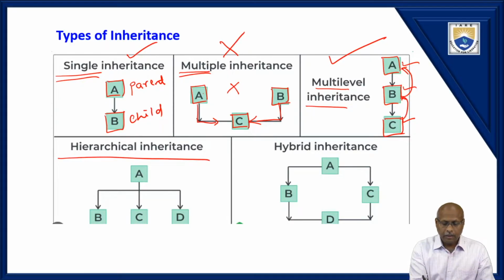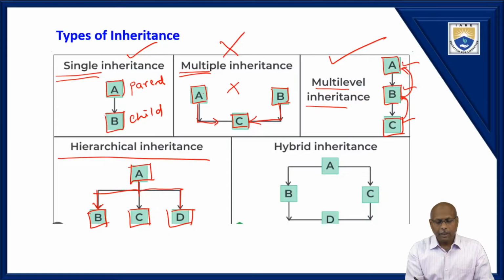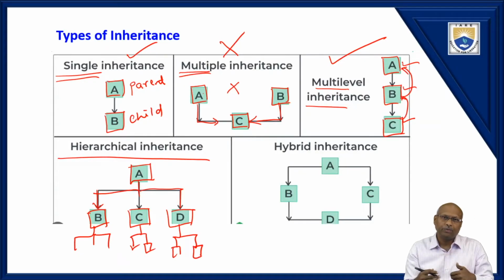Similarly, there is something called hierarchical inheritance. Hierarchy means there will be a single parent but multiple children. From A, there is one child called B. From A, there is one child called C. From A, there is a child called D also. So that means from a single parent, multiple children are there. Of course, from B, there may be some more children also. From C, there may be some more children also. From D, there may be some more children also. The hierarchy may continue. So this type of representation is called hierarchical inheritance.